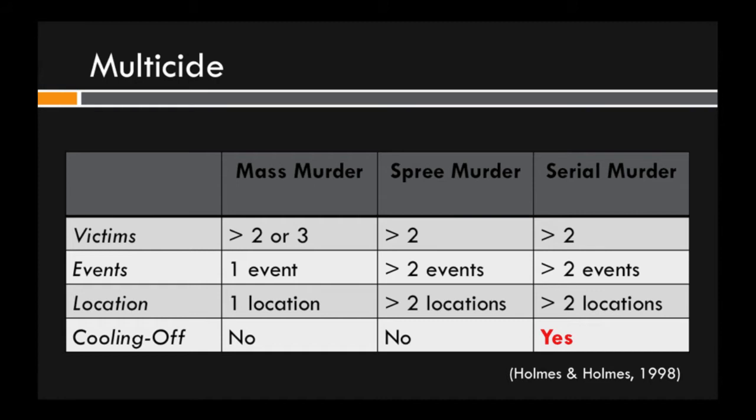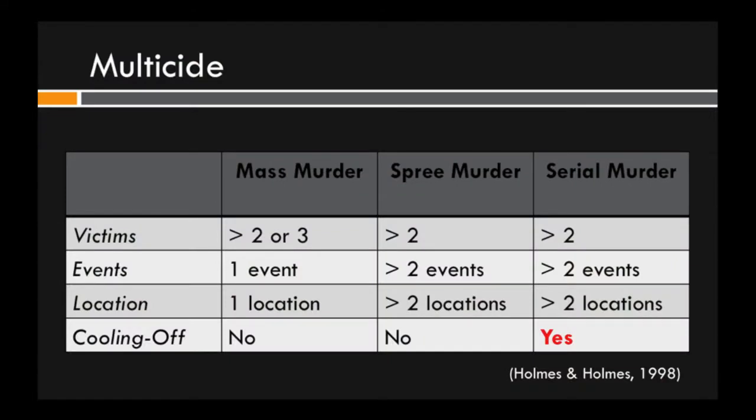So this really handy chart that came from a book written by Holmes and Holmes in 1998 gives you a really quick and easy cheat sheet on understanding the differences between mass murder, spree murder, and serial murder. Mass murder is someone who kills a whole bunch of people at once, as the name implies. Not rocket science. Spree murder is a little bit different. A spree murder and a serial murder are very similar. These three types of multicide offenders tend to differ on four different dimensions.